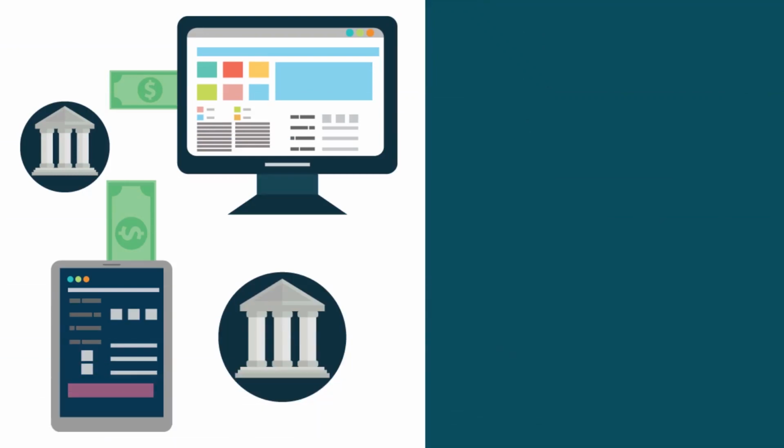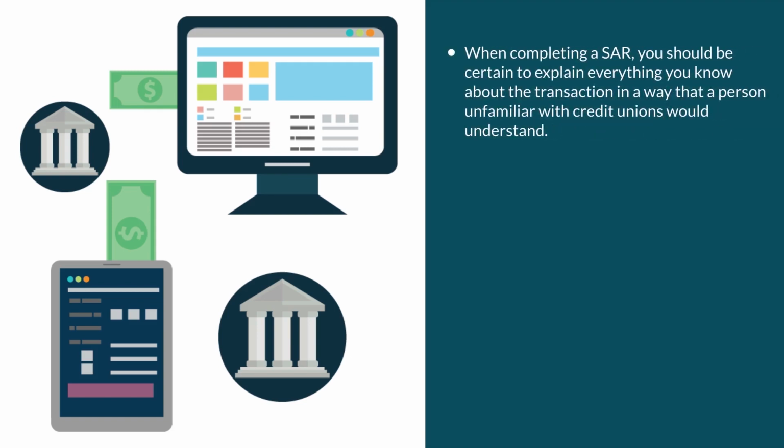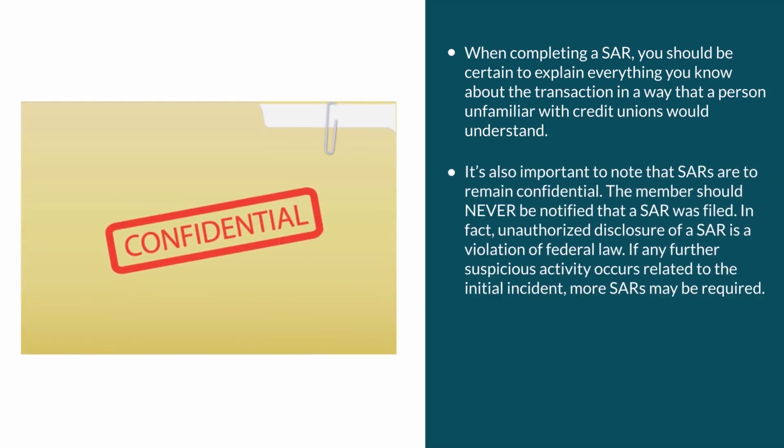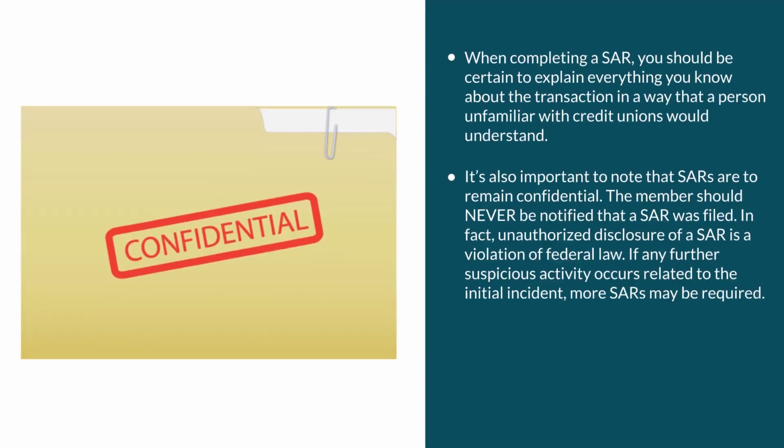For example, a wire or ACH transaction that was reported as fraudulent might require a SAR. Attempts from a member to access your institution's data would constitute another. When completing a SAR, you should be certain to explain everything you know about the transaction in a way that a person unfamiliar with credit unions would understand. It's also important to note that SARs are to remain confidential. A member should never be notified that a SAR was filed. In fact, unauthorized disclosure of a SAR is a violation of federal law. If any further suspicious activity occurs related to the initial incident, more SARs may be required.